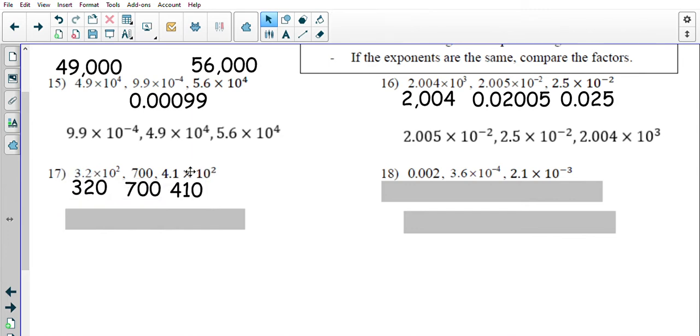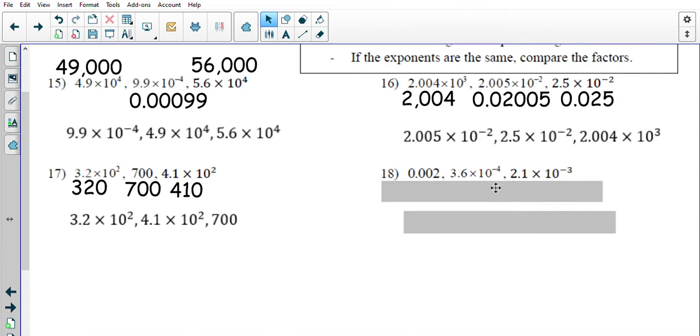3.2 times 10 squared is 320. 700 is already in standard form. And 4.1 times 10 to the 2nd is 410. So least to greatest here, obviously the 3.2 times 10 to the second, followed by 4.1 times 10 to the second, followed by 700. It is helpful if they're not all in scientific notation to put them in the same form, whether it's scientific notation or standard form, that's up to you.